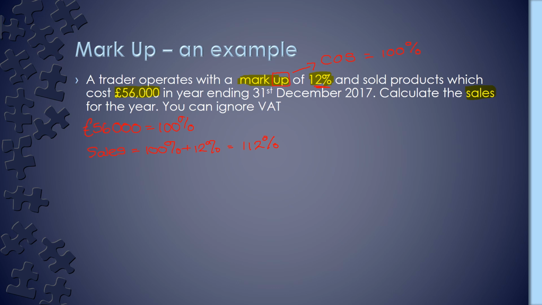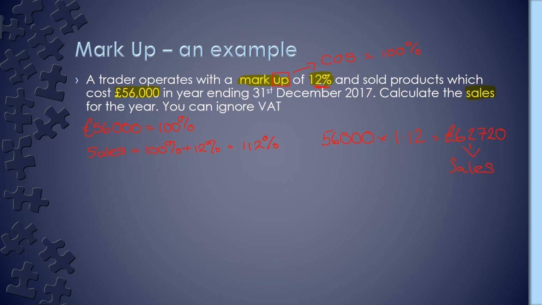So as we know that our sales is going to be 112%, we can then do the calculation. So again, you can work out what 12% is of 56,000 and add it on, or you can work in the decimal form, which is 56,000 multiplied by 1.12, which is 112%. And that gives you a figure of 62,720, and that is our sales value.